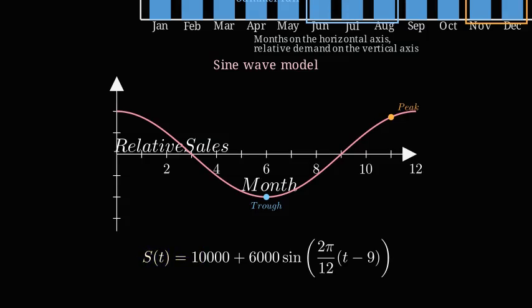10,000 is the base level of sales when we're at a mid-season month. 6,000 is the amplitude, showing how much the sales swing above and below that baseline. The term inside the sine, 2 pi over 12 times (t minus 9), shifts the peak to the 9th month after January, which is October-November.